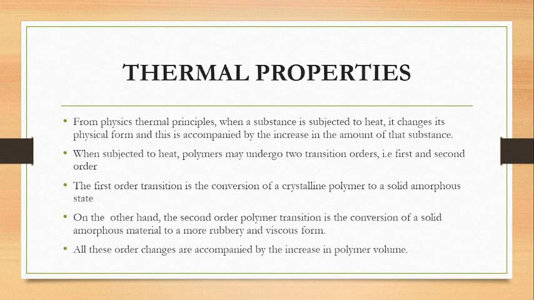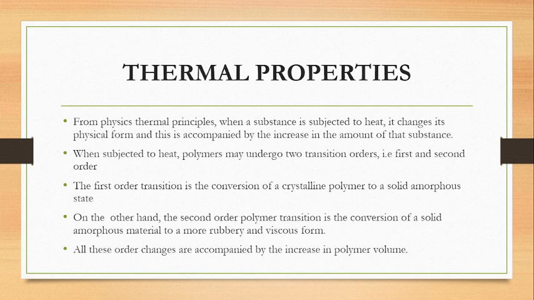Now, like what happens in any other substance, this also takes place in polymers. In polymers, instead of changing from solid to liquid to gas, they undergo two order changes. The first order change is the conversion from the highly ordered form of the polymer, which is crystalline, to a least ordered form of the polymer, which is the rubbery or viscous.